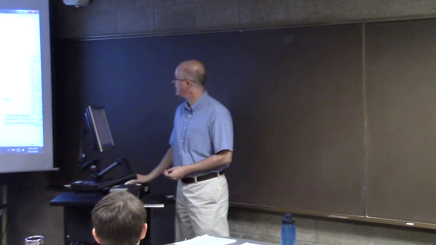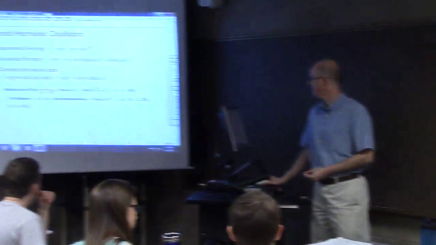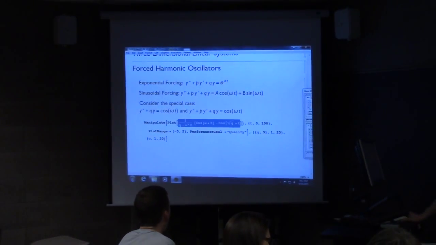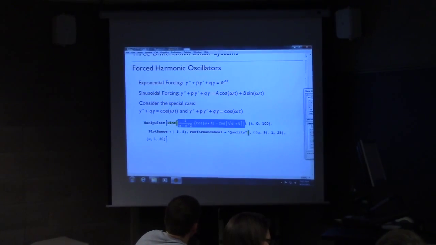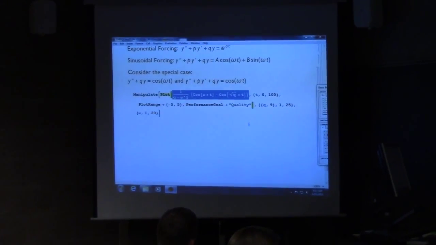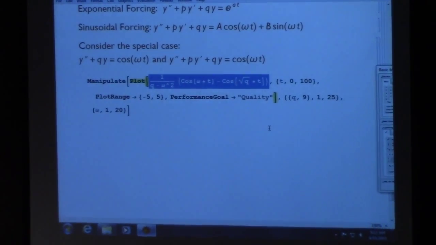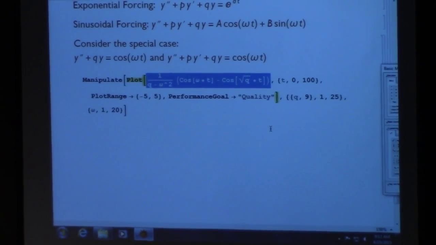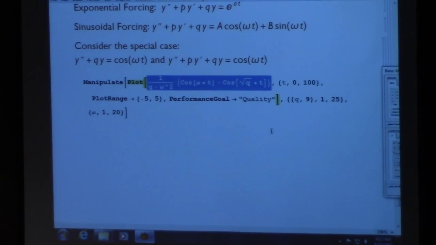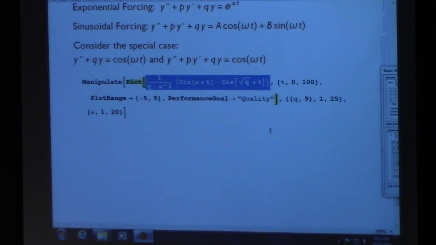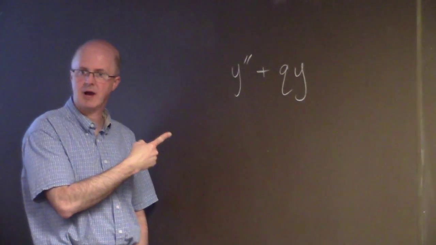Let's consider this example we ended with last time. We got this function. What was this function right there? First of all, it is for a forced harmonic oscillator that's undamped. So p is 0. The differential equation, the left-hand side is just that. There's no y prime term.